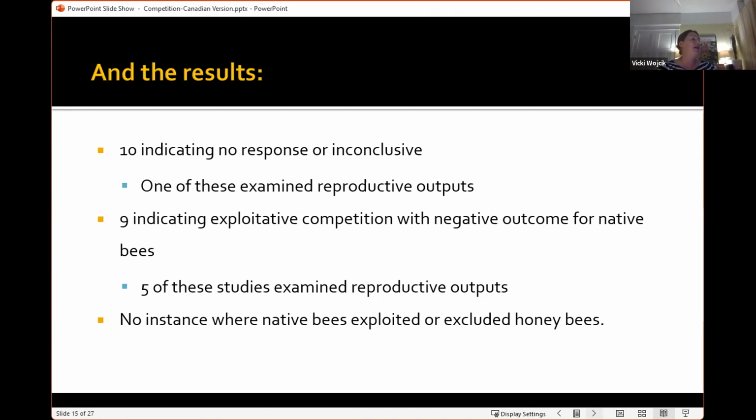So fair point there. And then 5 of those 9 studies actually went a step further and looked at reproductive outputs. And I think these are the ones that we should pay the most attention to because they really do truly tell us not only about competition at one point in time, but if there's an impact on the species' ability to reproduce, grow, make more bees.